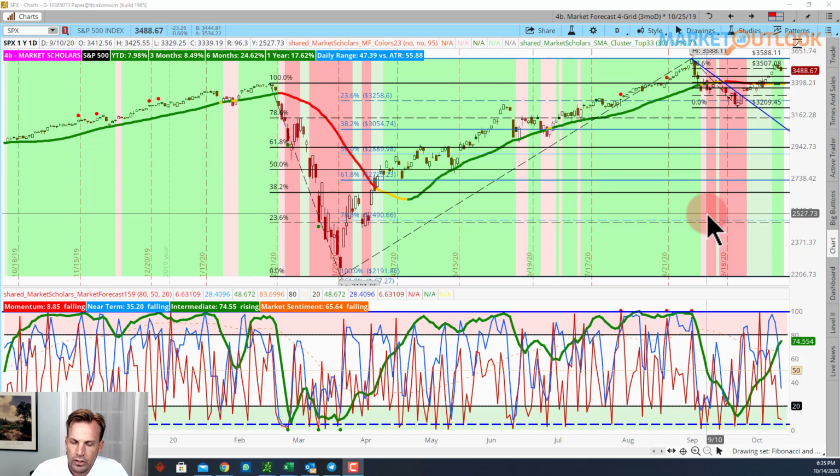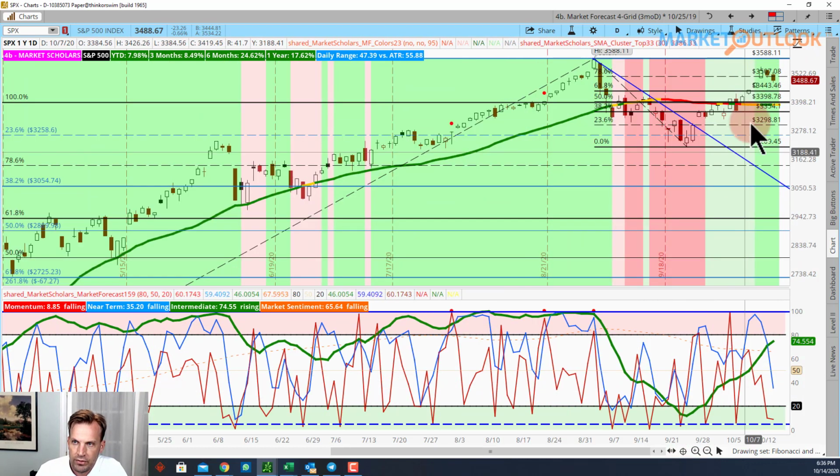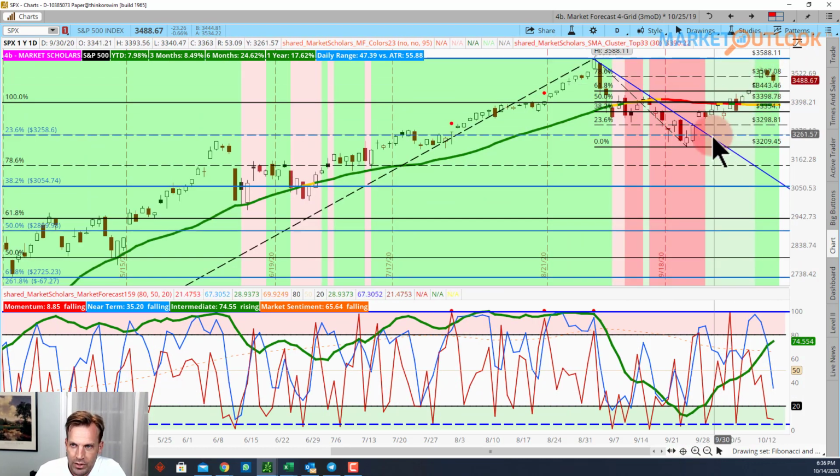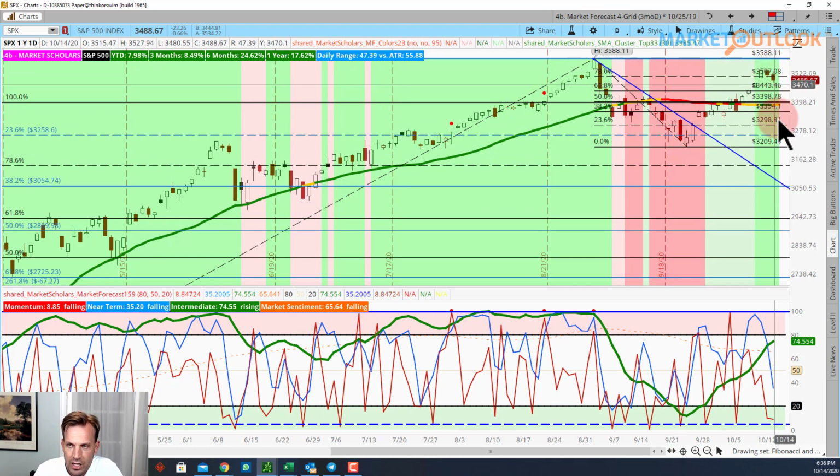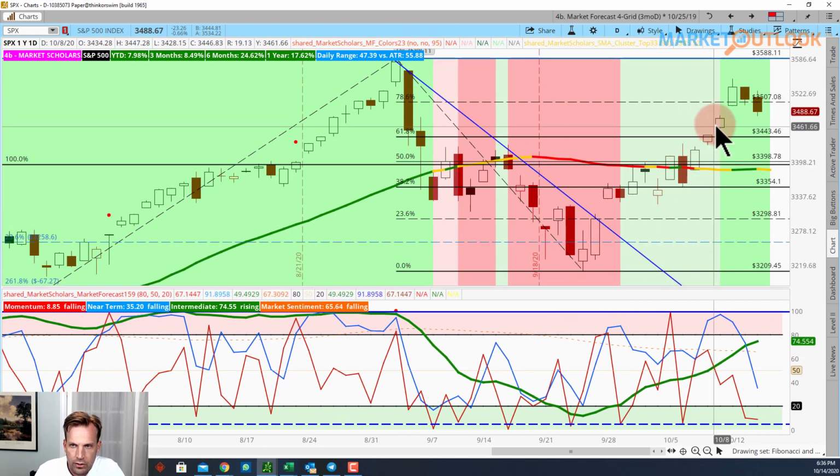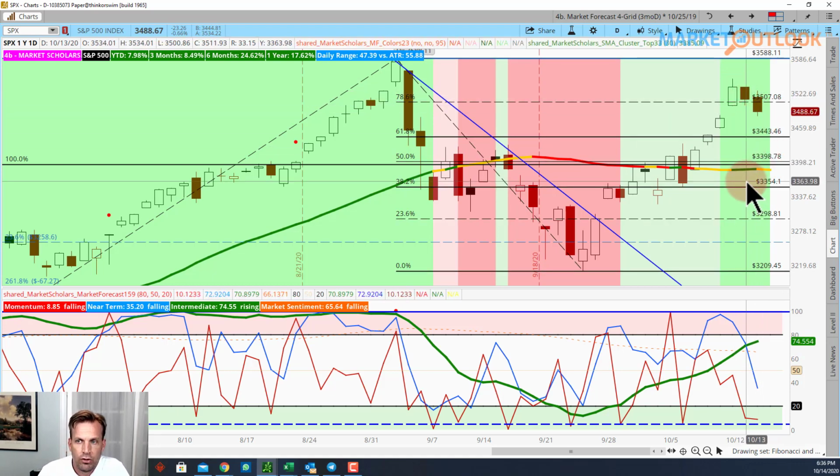All right, well, let's start off taking a look at the S&P 500 with the market forecast indicator. As you can see, we've got a little bit of a losing streak that we haven't had for a while. We haven't had a two day losing streak this whole entire time. After getting above the 78% retracement of this pullback, which is really a good sign, we have since come back down and lost our green line.